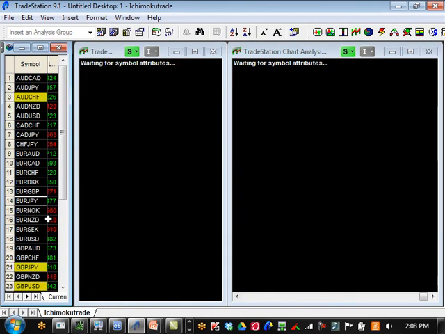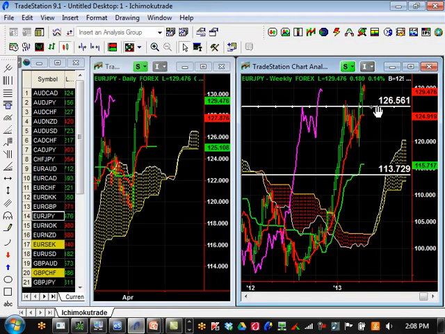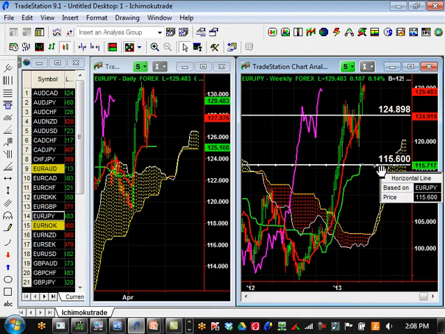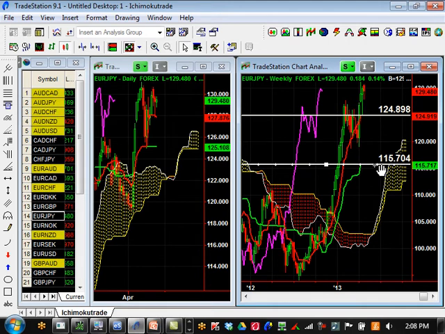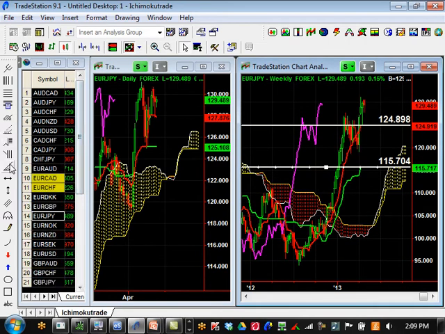Okay, Euro Yen, nothing really going on. It's still very, very strong bullish. It bounced last week off its minor support at 124.89. Its major support is going to be 115.70, and resistance, of course, is going to be way up here, which is roughly about, I would say, right here, which is about 131.